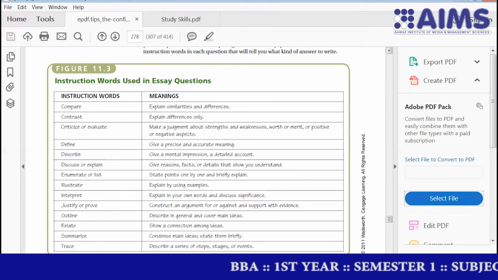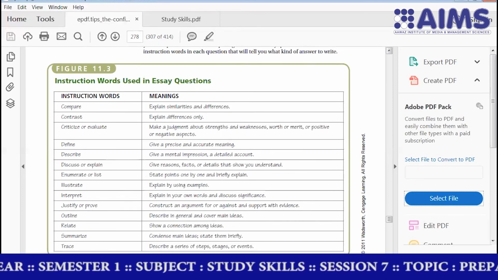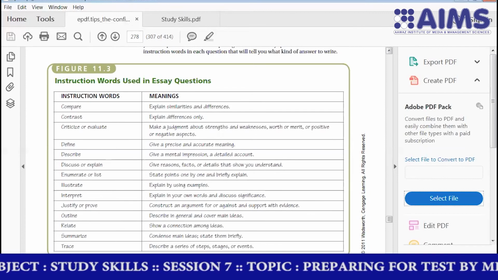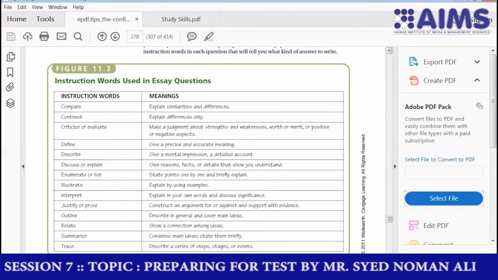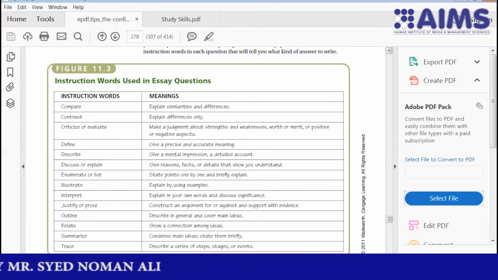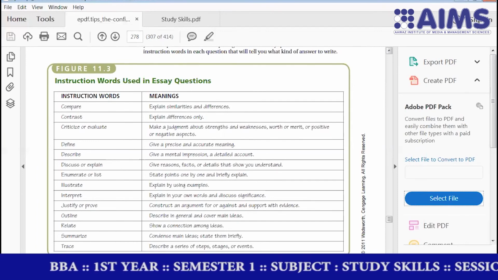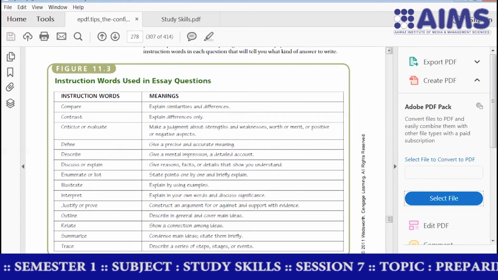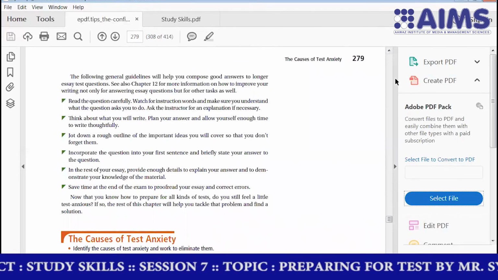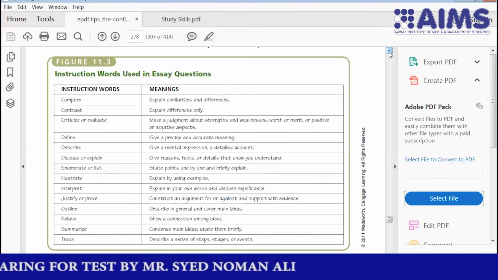Relate means you relate the idea and connect it with some practical life or other situation that is given in the question. Summarize means state them briefly. And trace is used when there are steps, stages, or events to define. Keep all these instructions in mind. This is very helpful to you, and it is mentioned in the book, page number 278, in the chapter on the causes of test anxiety, page number 279, chapter number 10. This will be very helpful to you.